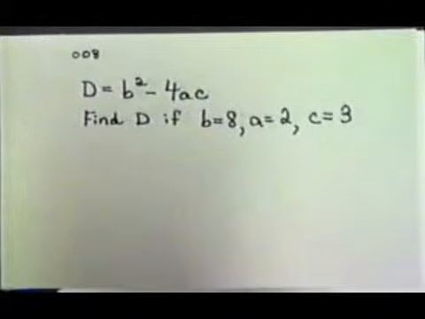Let's look at another formula. This formula is a formula that's used in algebra. We won't worry now about what it's used for, but we'll just see if we can evaluate it. The formula is D equals B squared minus 4AC.